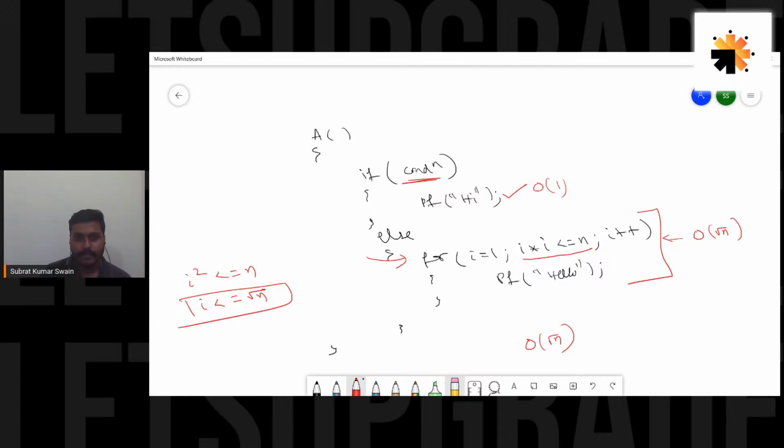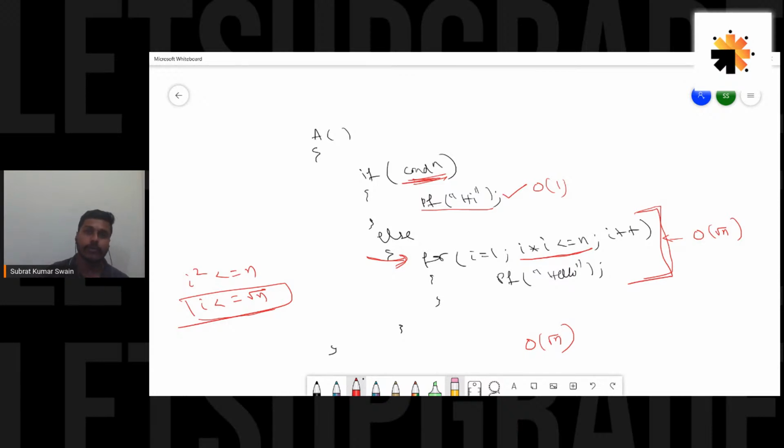Got it? Understood this? So let me just quickly repeat this problem. If this condition is true, then we'll get into this one and high would be printed. This is only one statement which will take constant time. But if we come to this else part, if this condition is false, then this loop would be executed and this loop will take big O of root n times, because the condition is i square less than or equal to n. So it would be i less than or equal to root n, which is like big O of 1 or big O of root n.